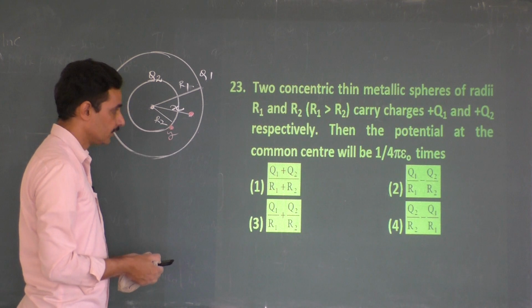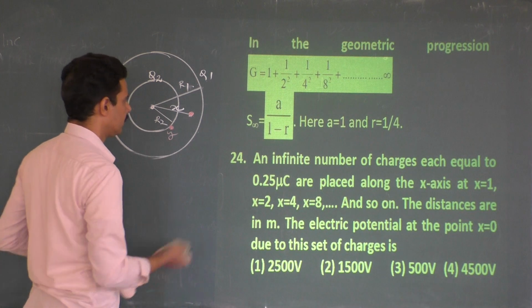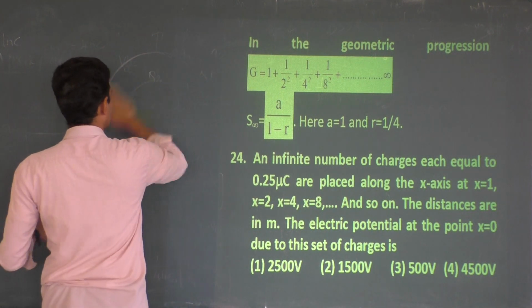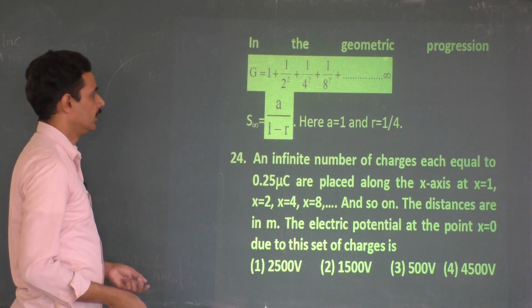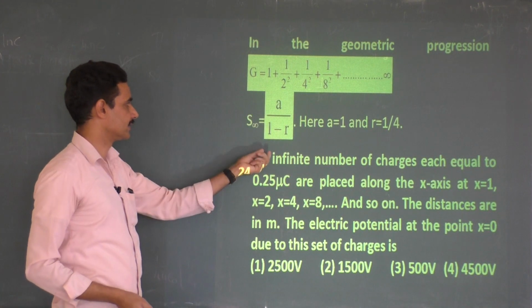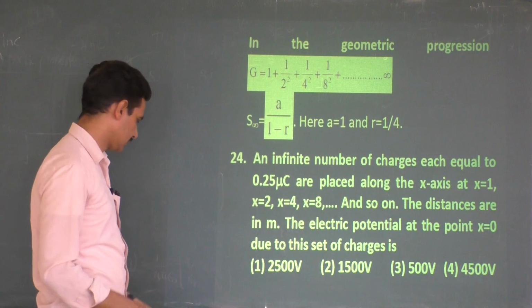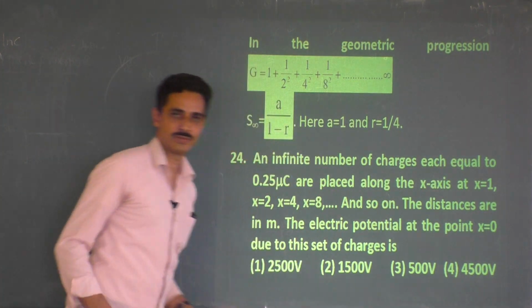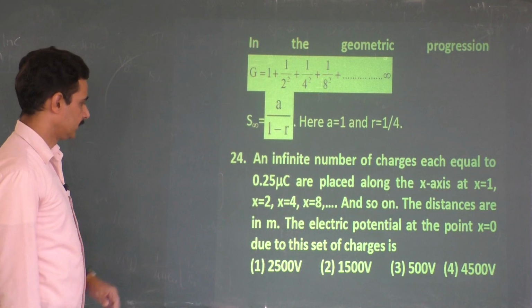Question 24. Before going to it, you should revise geometric progression. If you have a geometric progression, then the common ratio, the first term, 1 minus r, all these things I need not teach you. You have enough knowledge to teach me because you are good in mathematics. Right, now the problem goes like this.